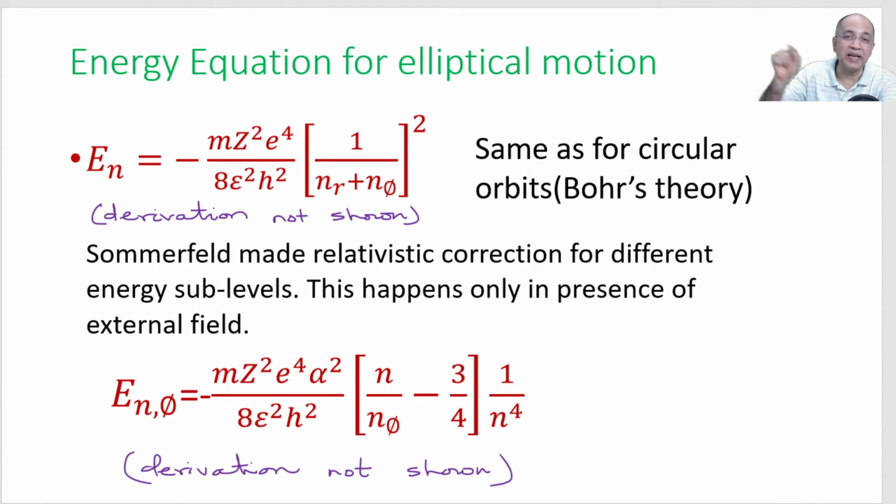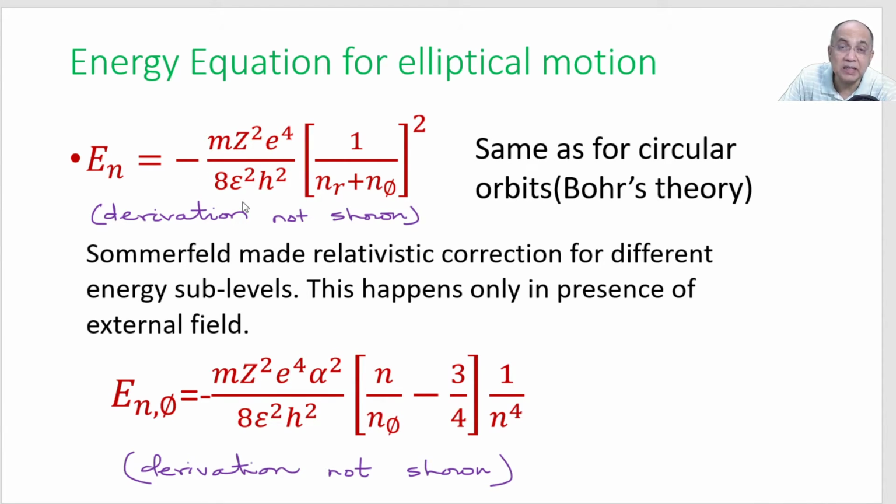Z square by N square, same constant K. This is in SI units. This is the mass of the electron. This is Z, the atomic number of hydrogen or hydrogen-like species. For example, for He plus, Z is equal to 2, and for Li double plus, Z is equal to 3. And e is the charge of the electron, which you know, 1.602 × 10 to the minus 19 coulomb.